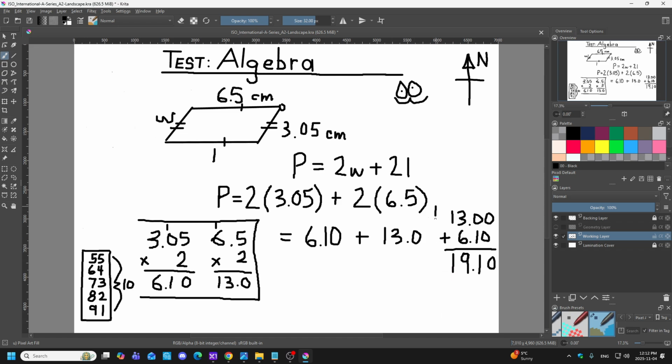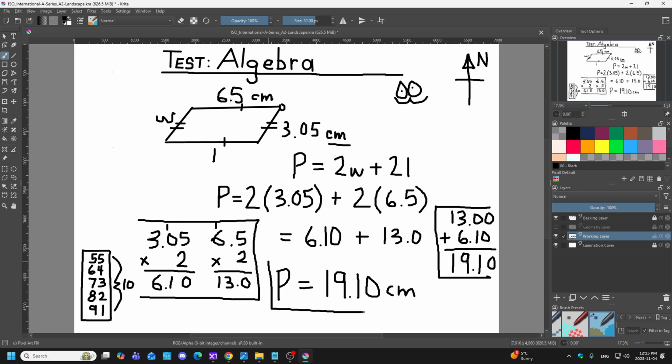Therefore, P is equal to 19.10. Don't forget your units. Centimeters. Some teachers may like, or even your parents may like, it when you box the answer.